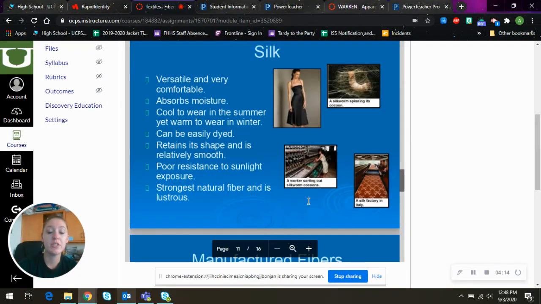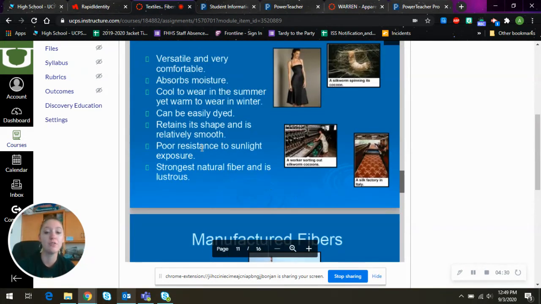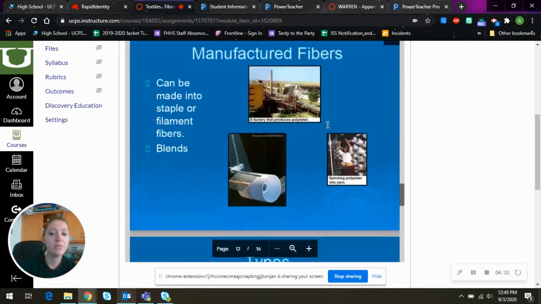Silk is versatile and very comfortable. It's also really expensive. It can be easily dyed. There's poor resistance to sunlight exposure, but a lot of people wear it in the summer because it's cool, but then they wear it in the winter because it keeps them warm. It is the strongest natural fiber, and it's very lustrous.